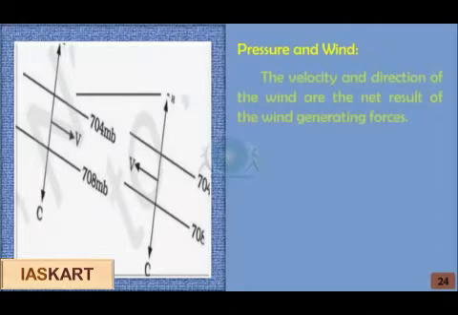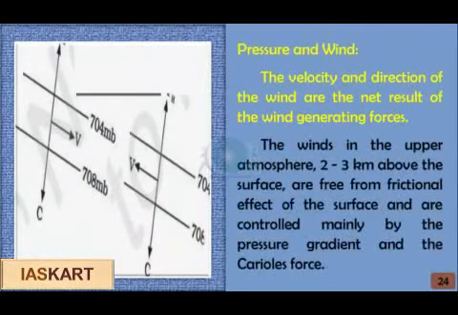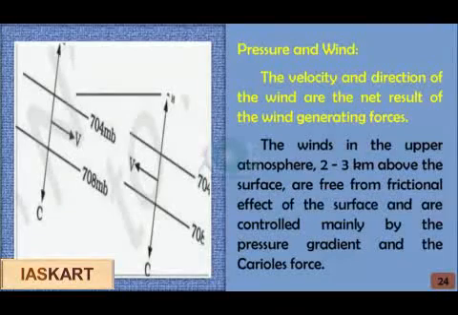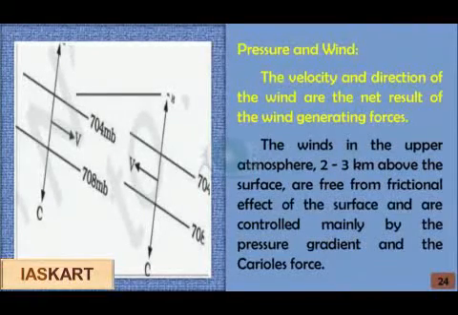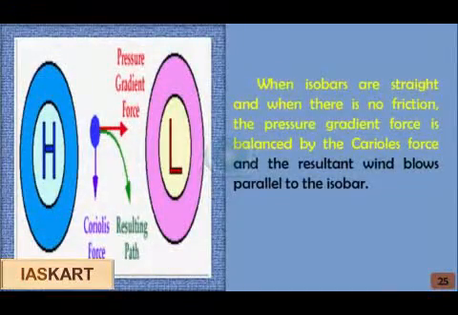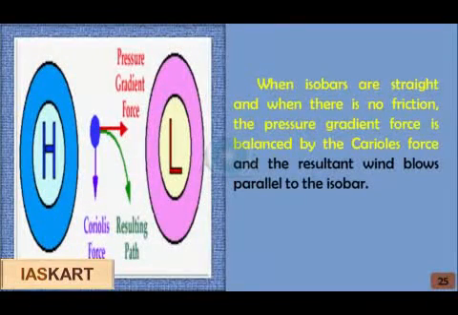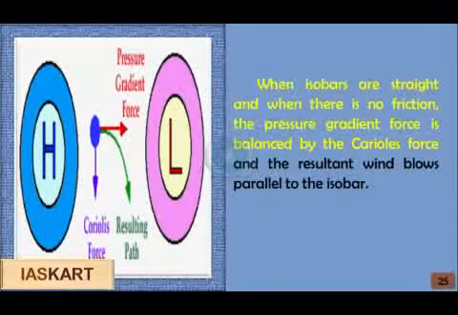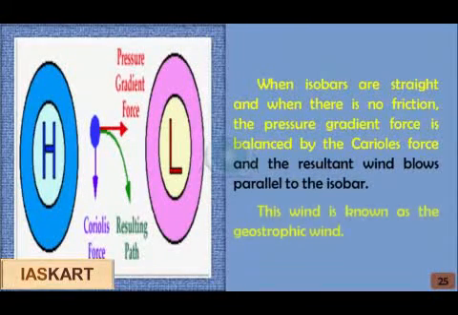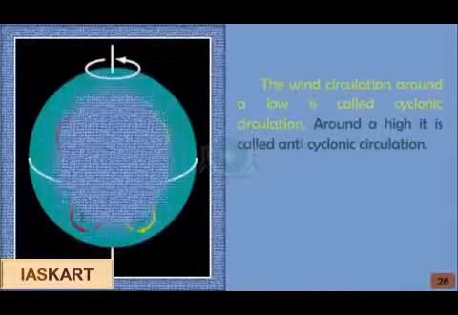The winds in the upper atmosphere, that is 2 to 3 kilometers above the surface, are free from frictional effect of the surface and are controlled mainly by the pressure gradient and the Coriolis force. When isobars are straight and when there is no friction, the pressure gradient force is balanced by the Coriolis force and the resultant wind blows parallel to the isobar. This wind is known as the geostrophic wind.